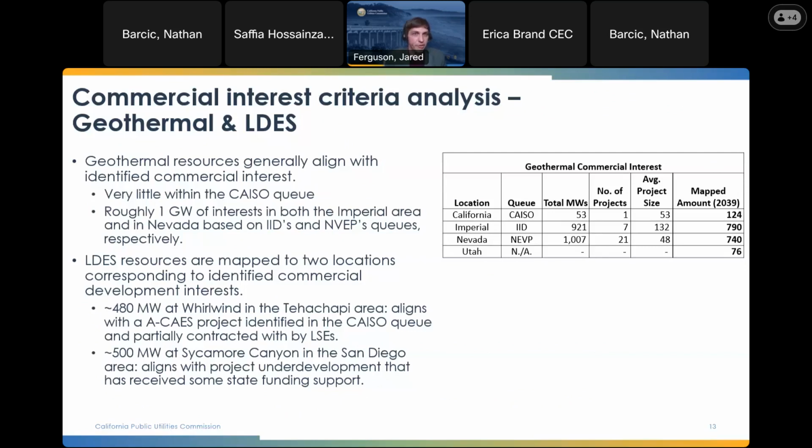On long duration energy storage, we've mapped about 1,000 megawatts to 2 locations. We've mapped to Whirlwind in the Tehachapi area because that aligns with a project identified in the ISO queue that has also been partially contracted by LSEs. Then we have the other 500 mapped to Sycamore Canyon in the San Diego area to align with a pumped storage project that is in planning and development in that area. Next slide.